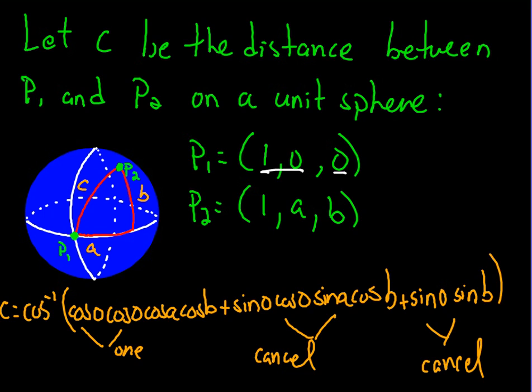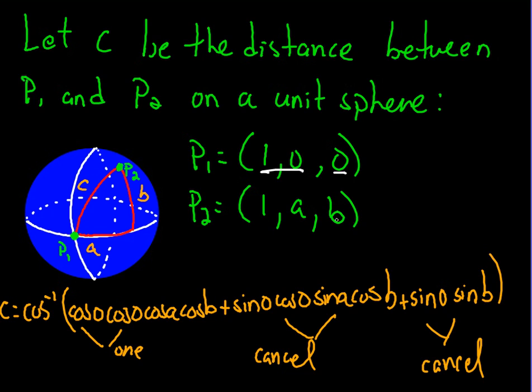Let's do an example. Let C be the distance between P1 and P2 on a unit sphere. And let's give each of those points a spherical coordinate. Let's label P1 as 1, the radius. Let's put the angles in their initial position. That means that theta is 0 and phi is 0. And now let's put another arbitrary point on the sphere with the same radius, but we're going to put theta as A and phi as B.